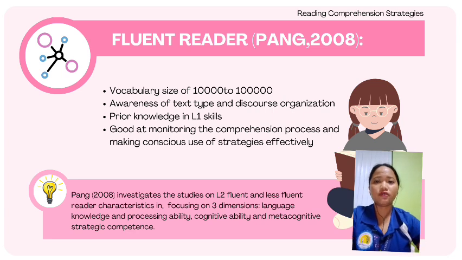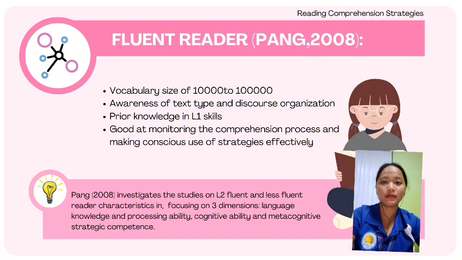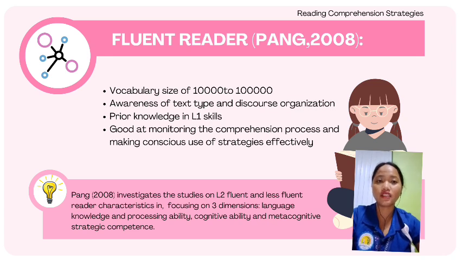Pang also studied the differences between fluent and less fluent L2 readers by analyzing three major aspects: language knowledge and processing ability, how well they understand and use language. Another is cognitive ability. This is how they think and process information. And metacognitive strategic competence, which means their ability to plan, monitor, and adjust their reading strategies. These elements determine how efficiently a reader can comprehend text and overcome challenges in reading.